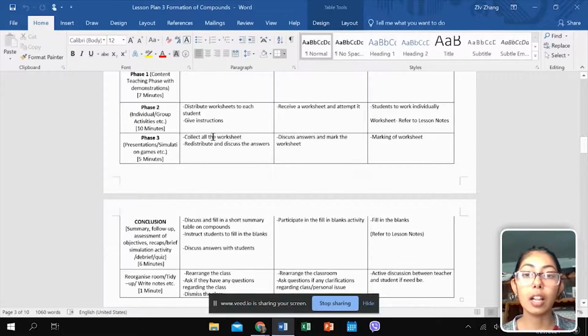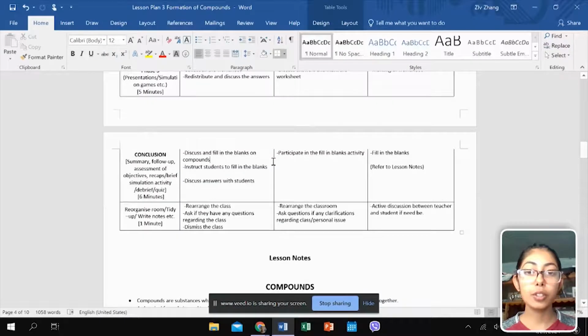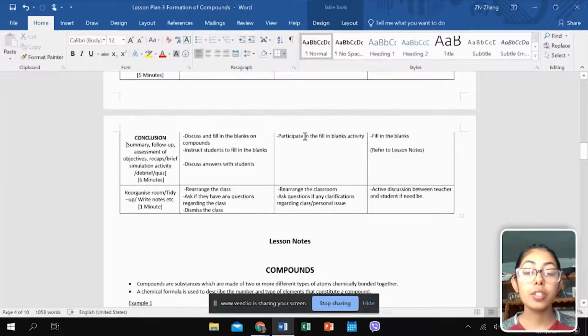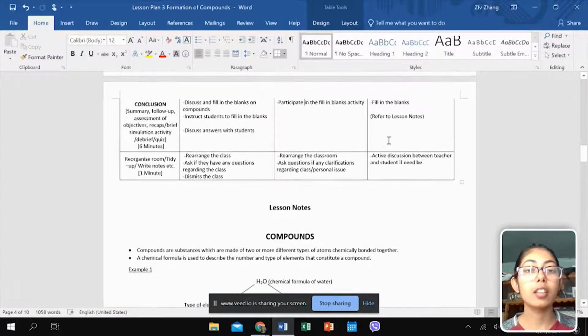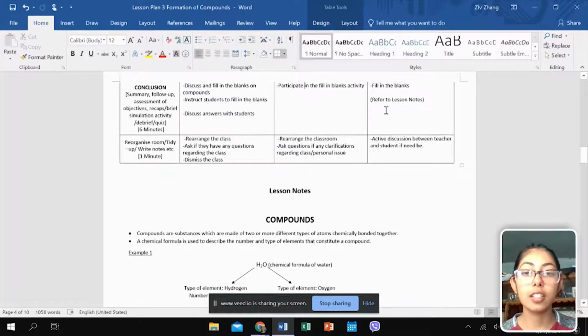Phase 3 is I'll collect all the worksheets and redistribute them among the classes, and I will discuss the answers with the students. This is a way of engaging the students on learning and gives them a sense of responsibility in marking the questions. In conclusion, there's a simple fill in the blanks group activity for my students. I will arrange them in groups of 4 or 5 and distribute one fill in the blank worksheet to each group. They can then discuss and attempt the exercise together. After they have finished doing this activity, I will discuss the answers with the students.